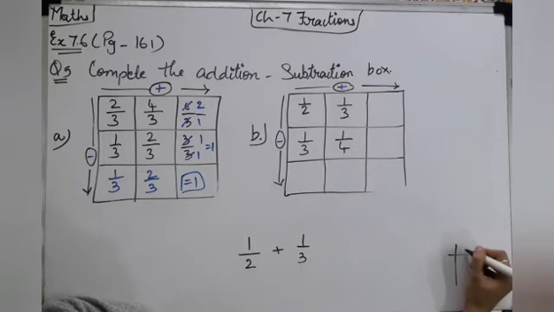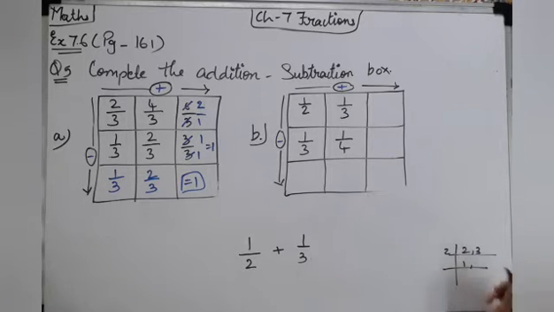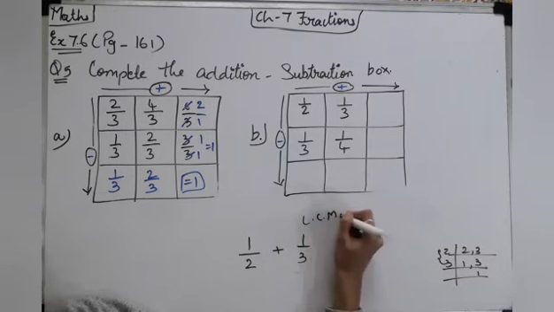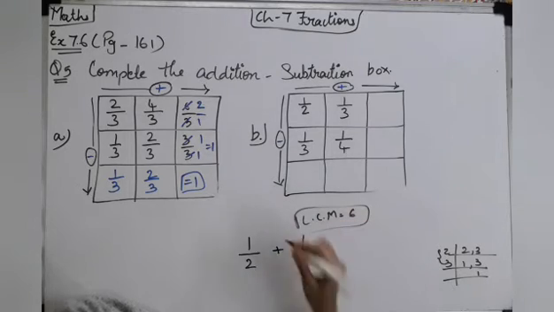So take out the LCM. 2 and 3. 2 ones are 2. Into table 3 is not coming. And then we will carry down the 3. 3 ones are 3. Our answer came 2 3s are 6. So LCM is equals to 6. Okay.